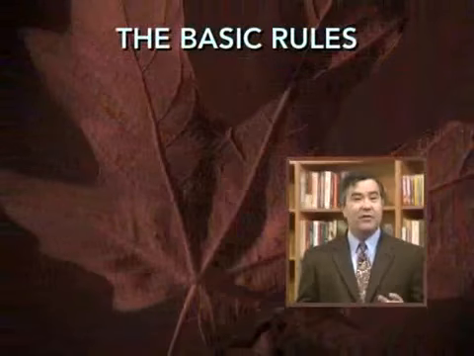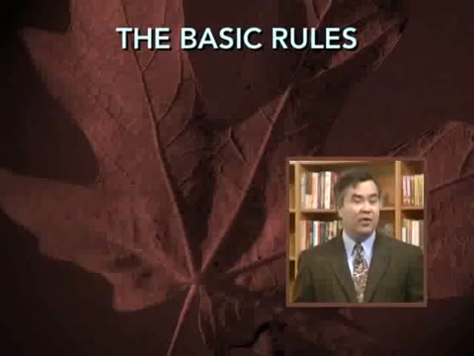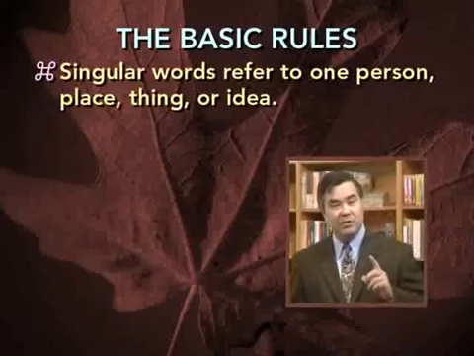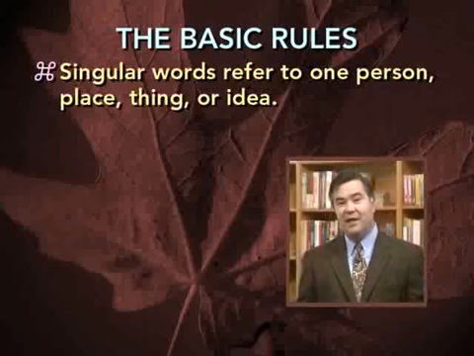The first kind of agreement that's important for you to understand is agreement between subjects and verbs. And when we're dealing with subjects and verbs, the most important kind of agreement has to do with singular and plural. Let's start with the basic rules for understanding this kind of agreement. First, what do singular and plural refer to? Singular words refer to one person, place, thing, or idea.